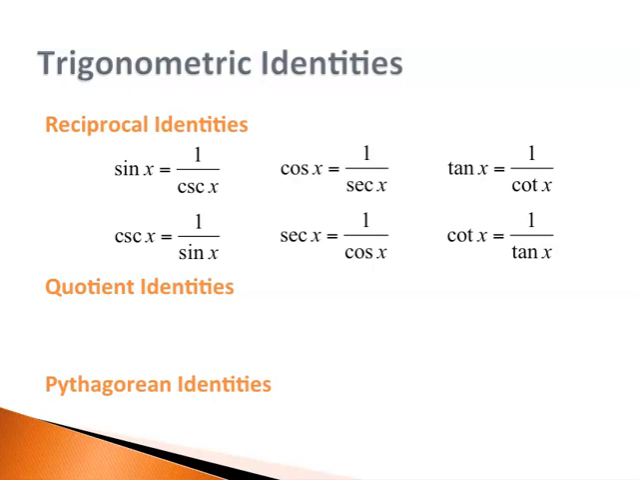Next are the quotient identities. With these, there are only 2. The first is tangent of x is equal to sine of x over cosine of x. And the second one is just the reciprocal of tangent. The reciprocal of tangent is cotangent. So cotangent of x is equal to cosine of x over sine of x.